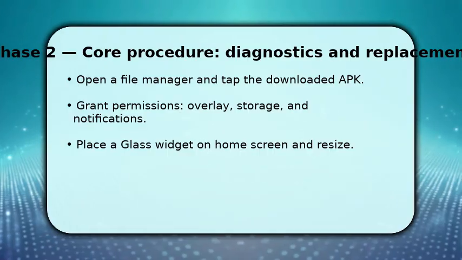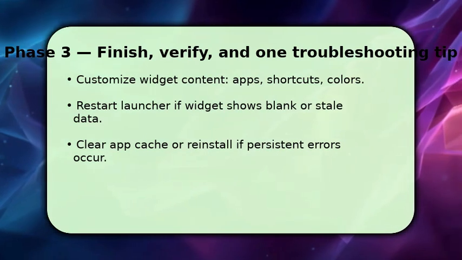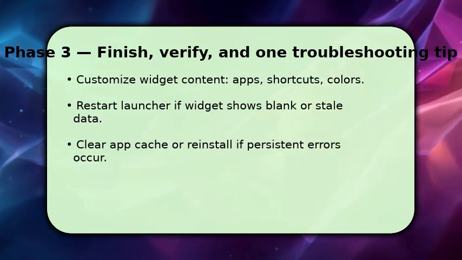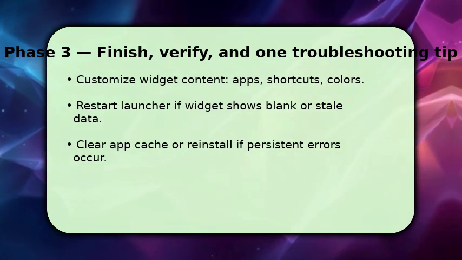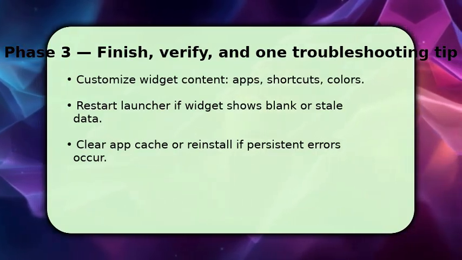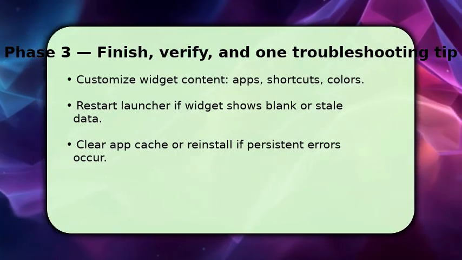You finish by tailoring the widget. Open its settings to choose apps, shortcuts, refresh interval, and color theme so it matches your workflow. Once configured, make sure data updates by tapping refresh. If the widget appears blank, restart your launcher. This often forces a redraw.